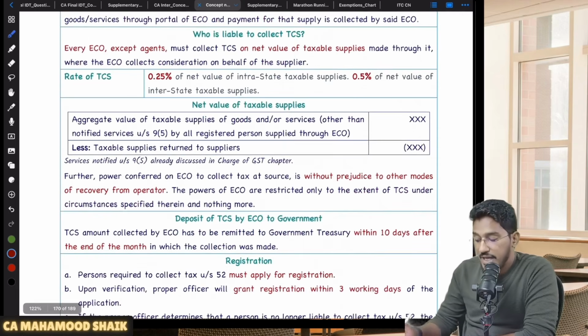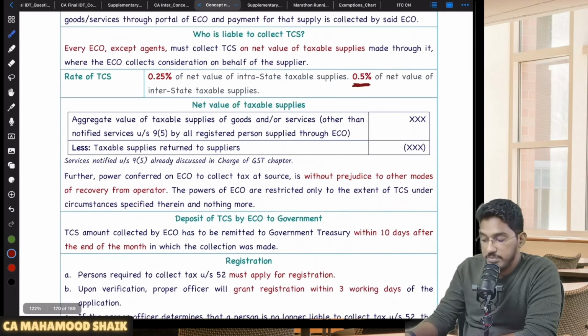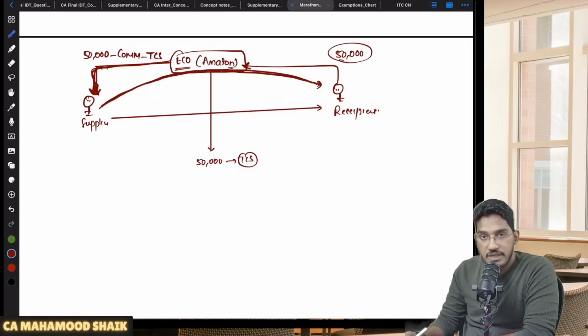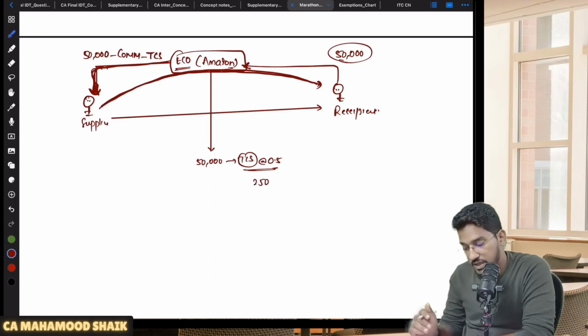Sir, now what is the rate of that TCS? 0.5%. What is the rate of TCS? 0.5% of the net value of the taxable supplies. So TCS at the rate of 0.5% will be deducted and the balance amount will be remitted. Okay, sir, what will he do with that 0.5%? If I calculate it here, it will come to somewhere around 250.